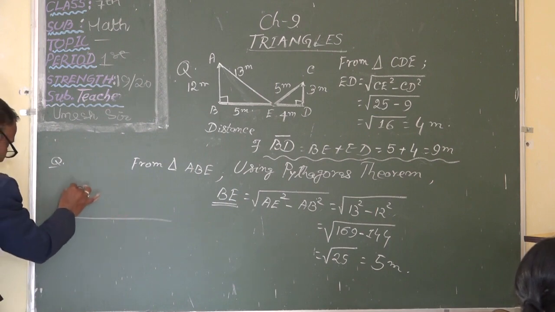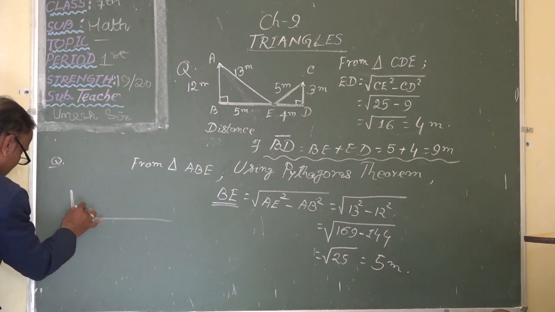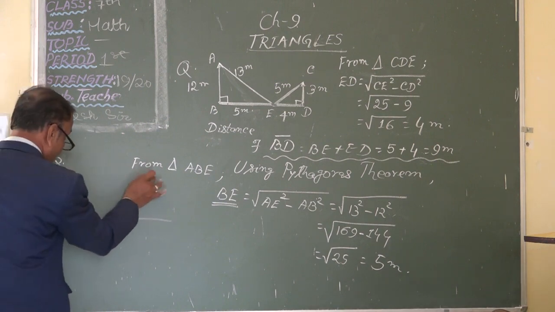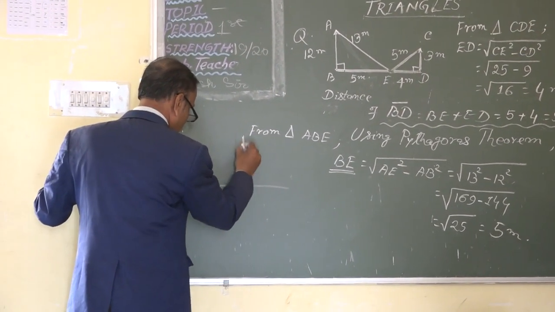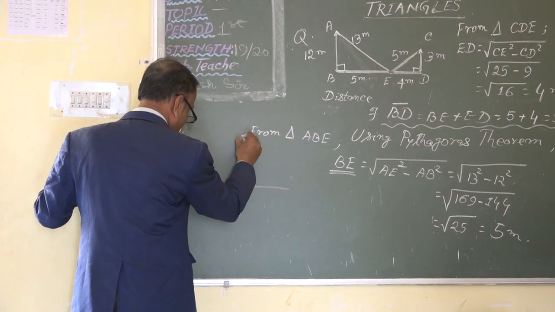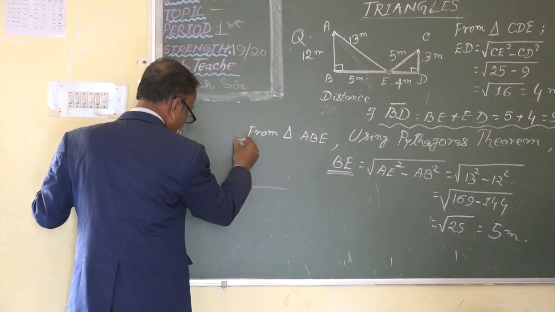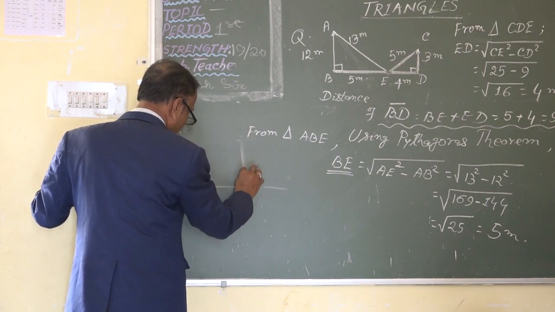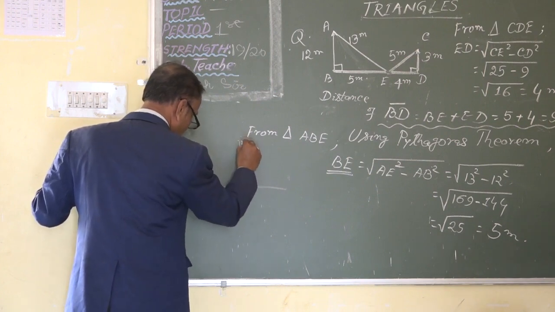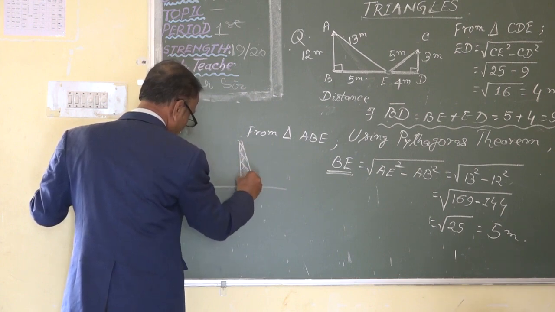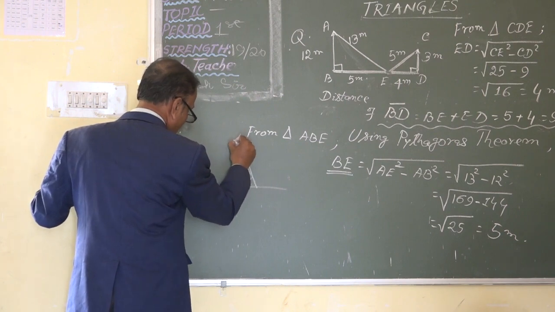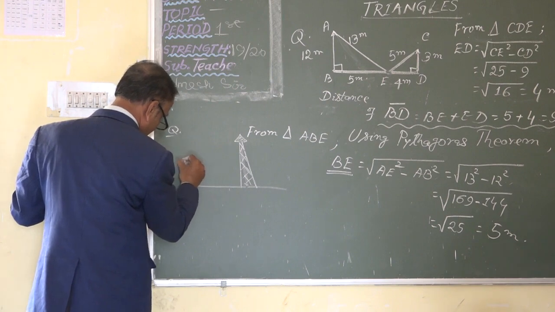Upon a plain ground, an electric pole is there, and one tower is there. Tower. One electric pole is there and one tower is there. Have you seen the tower? BSNL tower and all other towers. So one tower is there and one electric pole is there.